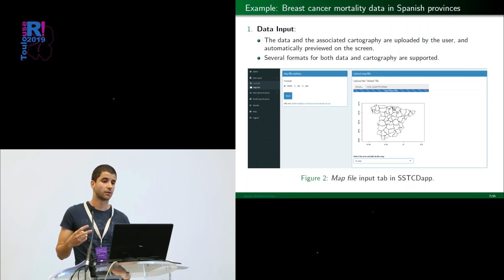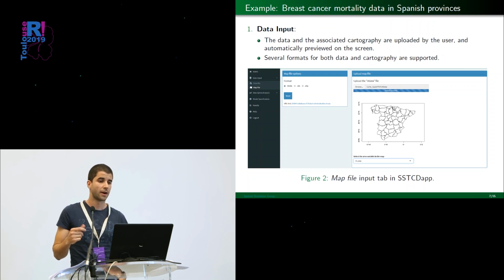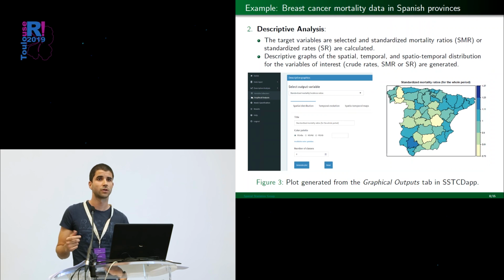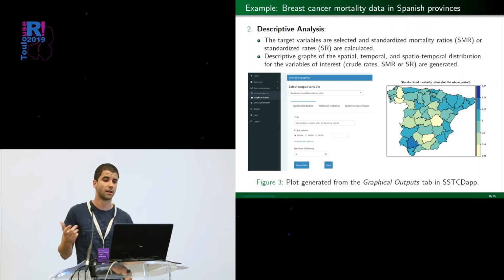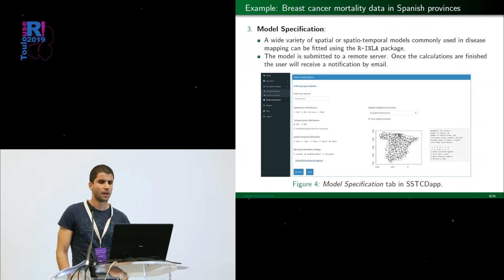In a second step, in a second tab, the variables of interest must be selected by the user, and classical estimation measures such as standardized mortality ratios, crude ratios, or standardized rates are computed. And some descriptive graphs of these variables could be easily generated by the application. Since the great variability of these measures makes necessary the use of statistical models to smooth risks using information from both spatial and temporal neighbors, many different models have been applied in this application using the R-INLA package.